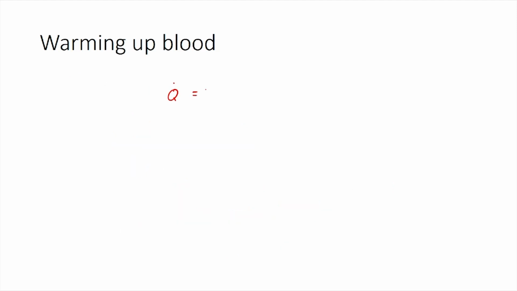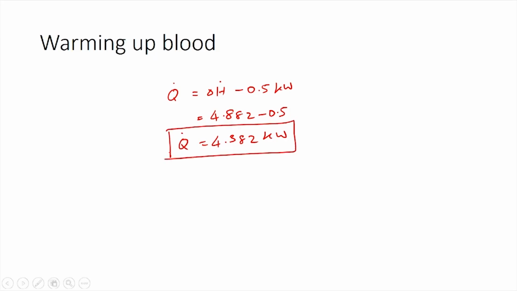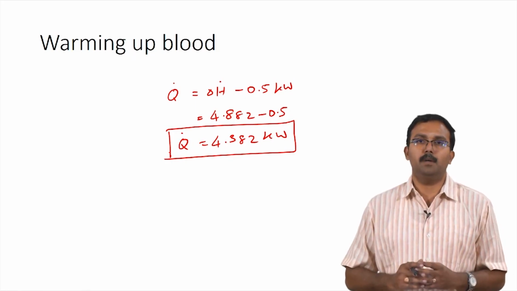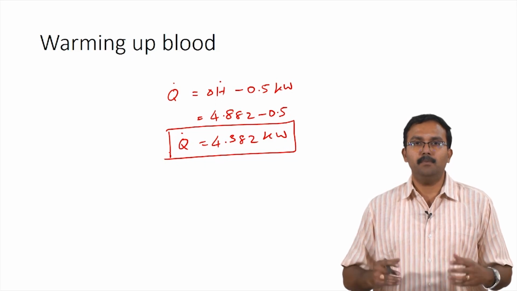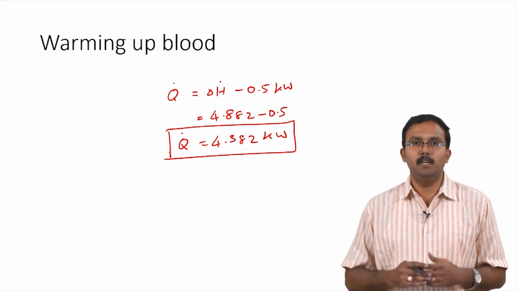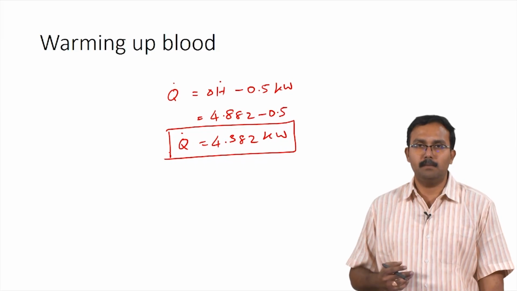As we have Q dot equals delta H dot minus 0.5 kilowatts, we can substitute the value for delta H dot here, which is 4.882 minus 0.5, giving you a value of 4.382 kilowatts. So, the heat that needs to be added to the system would be 4.382 kilowatts. So, this was a simple energy balance problem for an open system. Let us perform more of these example problems to get us familiarized with performing energy balances.